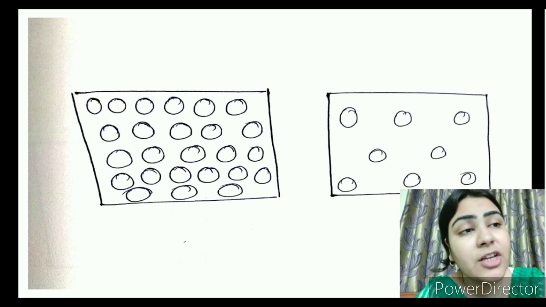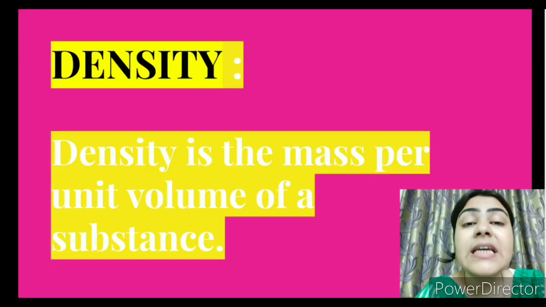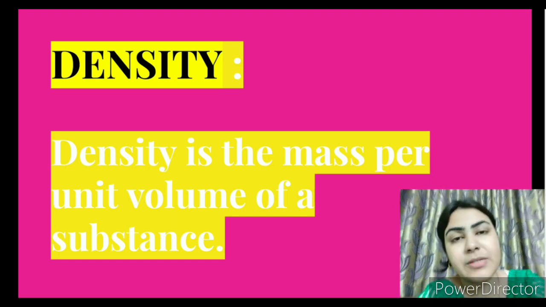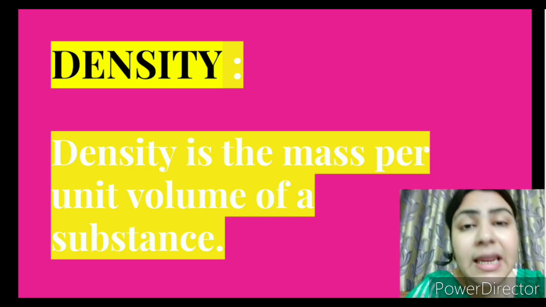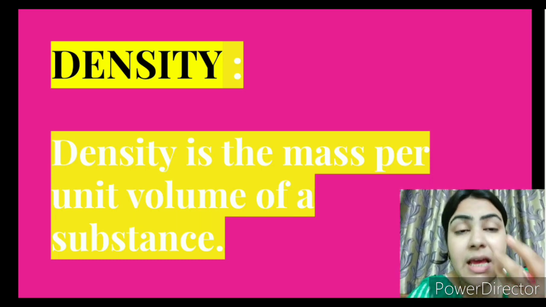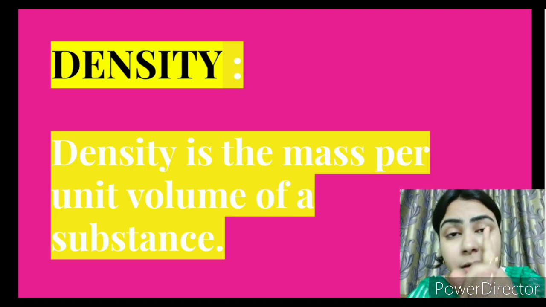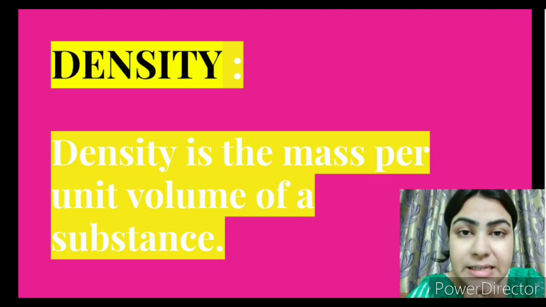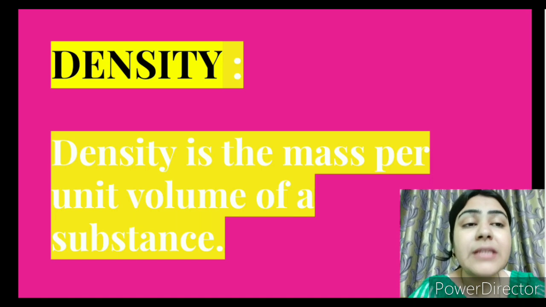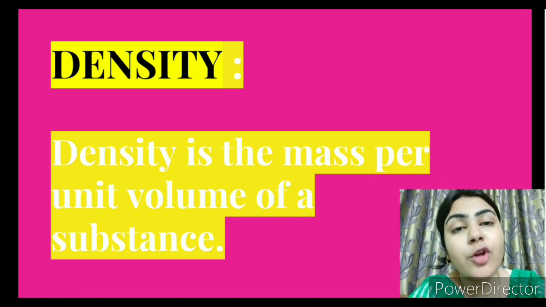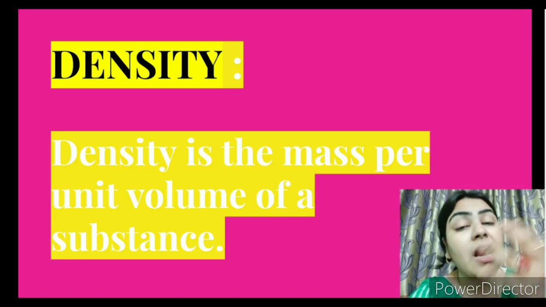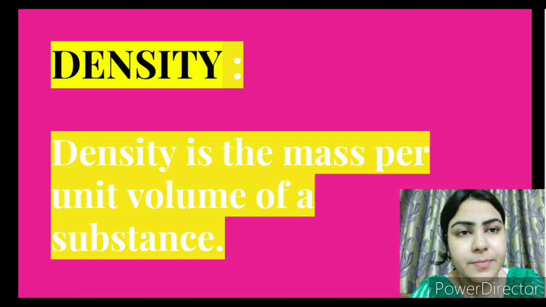So what is the definition of density? Density is the mass per unit volume of a substance. That means in any substance, how much of the substance is present in one unit area. That can be 1 centimeter, 1 meter. Okay. So density means mass per unit volume. That means in 1 centimeter area or in 1 meter area, how much substance is present.